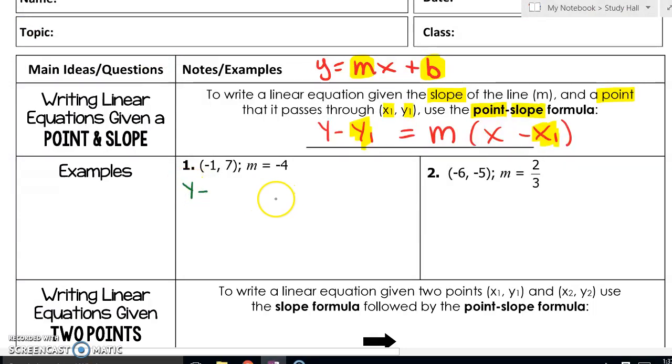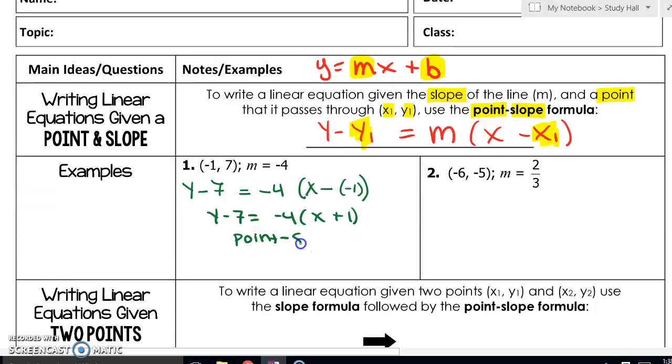So y minus my y coordinate, which is 7, equals m times x minus my x coordinate, which happens to be negative 1. So that's going to be y minus 7 equals negative 4 times x plus 1. And they don't necessarily tell you what form to put it in, so this would be point slope form if they asked you to put it in point slope form. And then in the next section, we're going to see what it looks like to switch it to slope intercept form. So here, this is what it would look like if you were to leave it in point slope form.